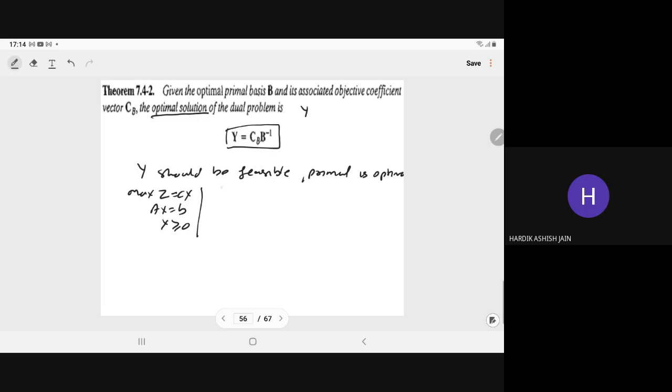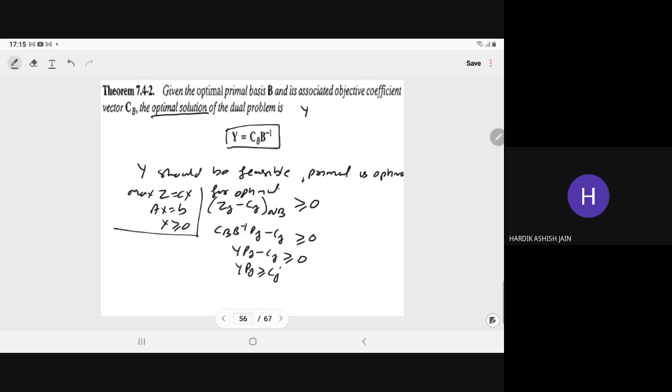So in that case, for optimal, what we have is zj minus cj for non-basic variables must be greater than or equal to 0, then only we have the optimal solution. And what is zj minus cj? Zj minus cj is cb B inverse pj minus cj, which must be greater than or equal to 0. And here we have cb B inverse, which is given to you, that is equal to y. So y pj minus cj greater than or equal to 0, or y pj greater than or equal to cj.